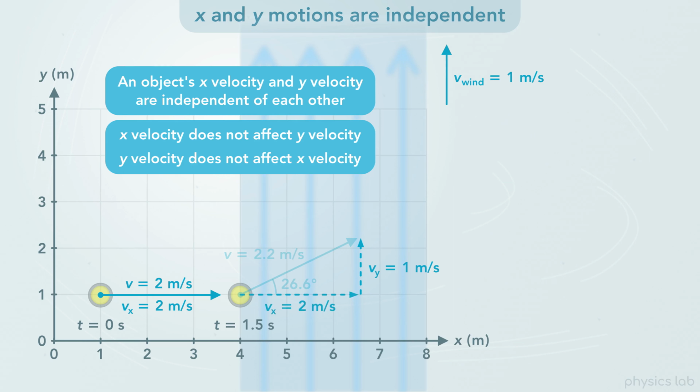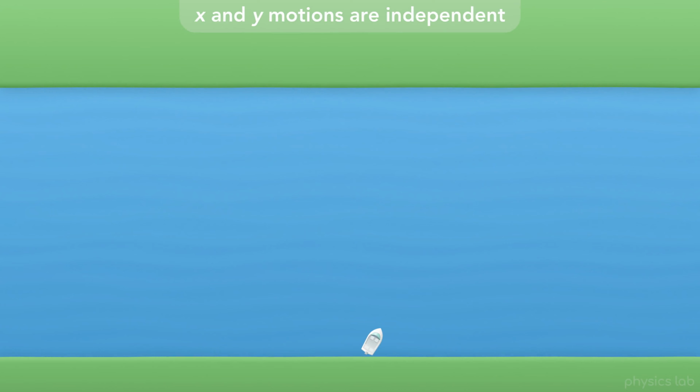So, by knowing that the x and y velocities are independent, we were able to take two separate velocity vectors and add them to find the stone's new velocity. The concept of the x and y motions being independent will make more sense when we work with projectile motion. But let's take a look at one more example using velocity. Here we have a boat crossing a river.